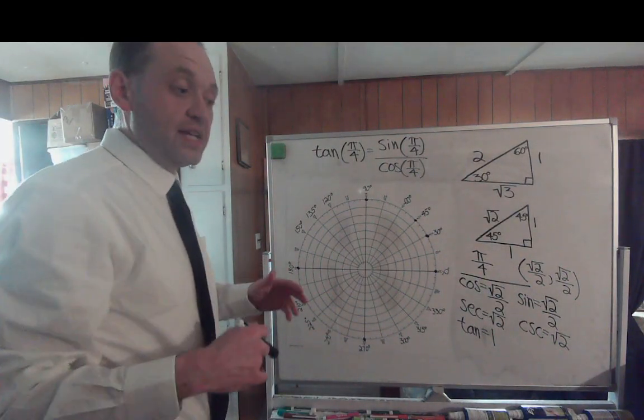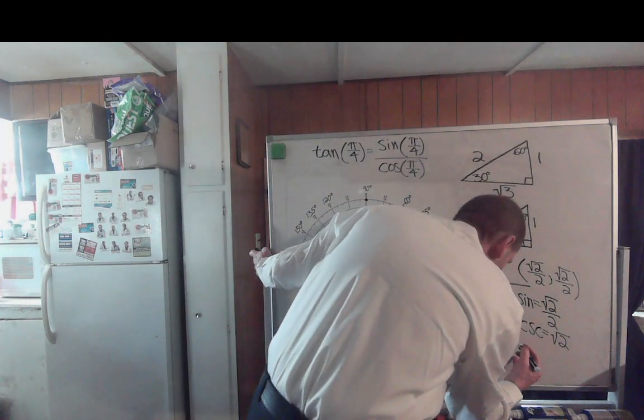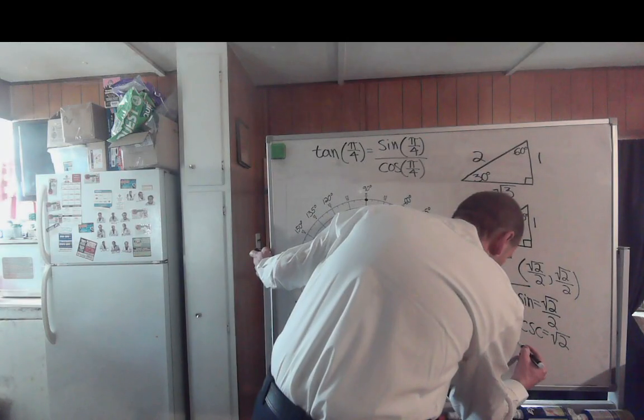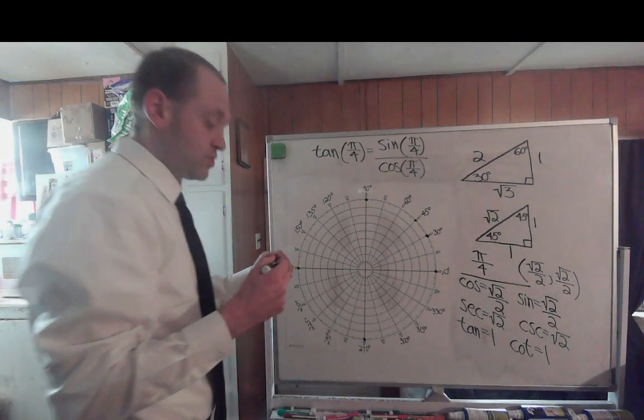And then it's pretty easy for the cotangent because it's just the reciprocal of the tangent. So the reciprocal of 1 is just 1. So the cotangent in this case also equals 1.